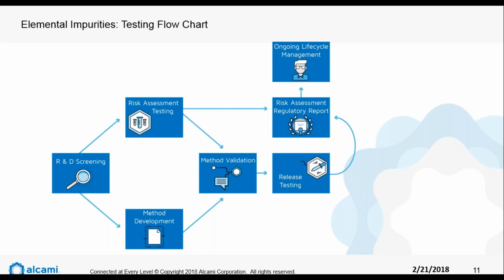There's risk assessment testing, which is something that Alcami offers, and you could either move to a method validation and into release testing from there, or depending on its results, could move right into a risk assessment filing report. And then there's the ongoing lifecycle management, which would be based on changes to the process. And similar to where the validation may come in, you may have to do something like method development depending on what the R&D screening or other work being done shows.